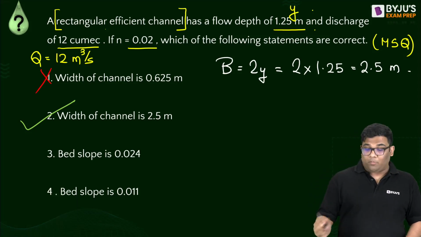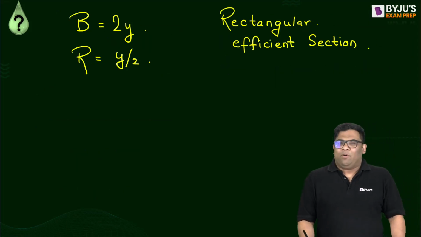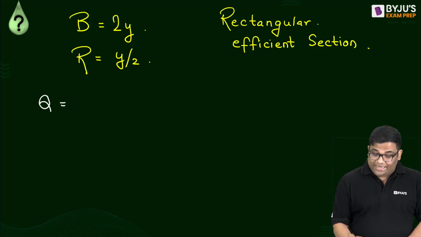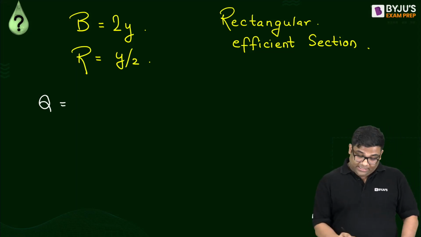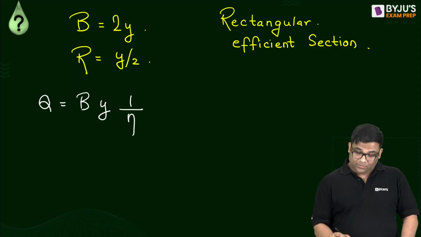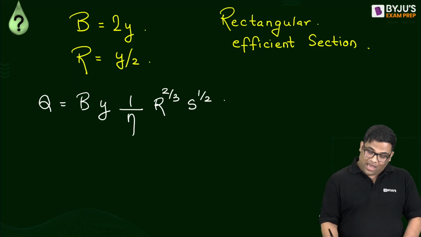Bed slope also has 2 options given. Which one is correct? We'll see. For that we'll take the help of Manning's equation. Now what was the Manning's equation? Q is equal to area into velocity. Area is B into Y. And velocity is 1 by N, R to the power 2 by 3, and then bed slope to the power half.